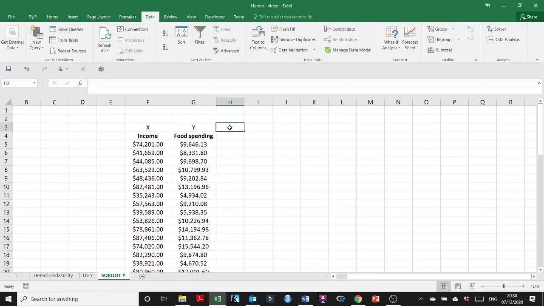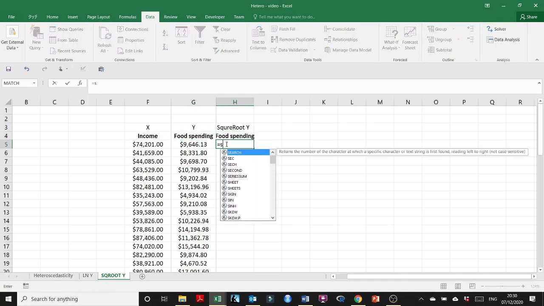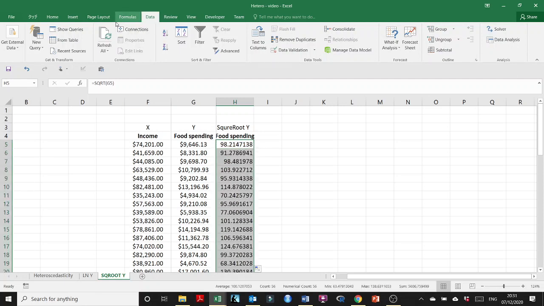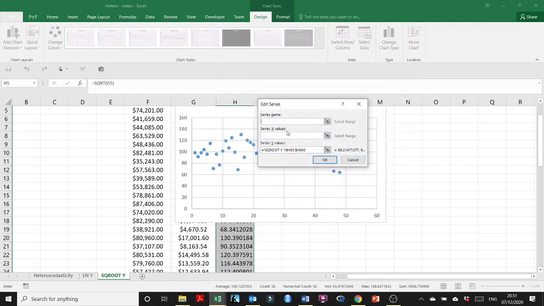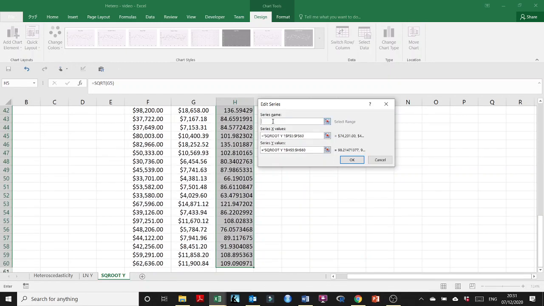Now let's talk about a different transformation. Let's talk about the square root of y. Let's take a look at this transformation. Basically we want to transform all these values to the square root. Then let's visually see the difference. Make sure that the x-axis is actually the income, and then we have the square root.